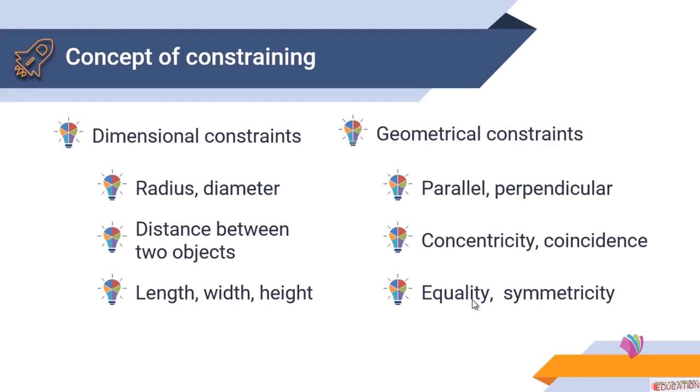In any software, before you create any sketch, your first job is to find the dimensional and the geometrical constraints. Where are they present? That you have to find out. You have to find out the tools which will create these dimensional and geometrical constraints. Let us find that in CATIA and Solidworks.